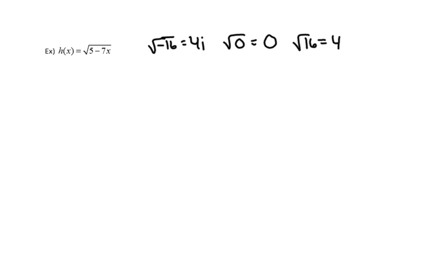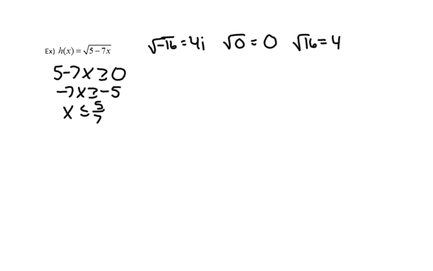So in other words, if my index is an even number, then the radicand must be greater than or equal to 0. So I'm going to use that piece of information then, and I'm going to set the radicand, which in this case is 5 minus 7x, greater than or equal to 0. So subtract the 5, and then divide both sides by negative 7. Now remember, when you divide by a negative number, you must switch the inequality sign.